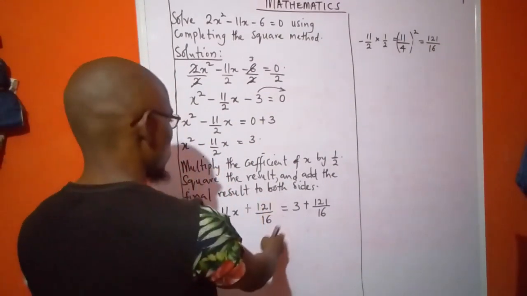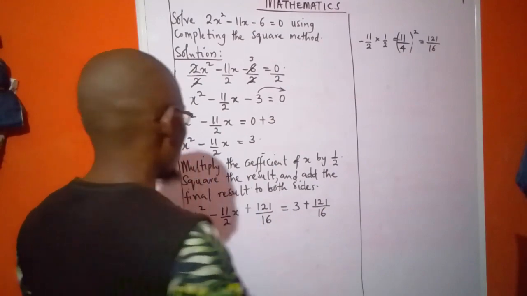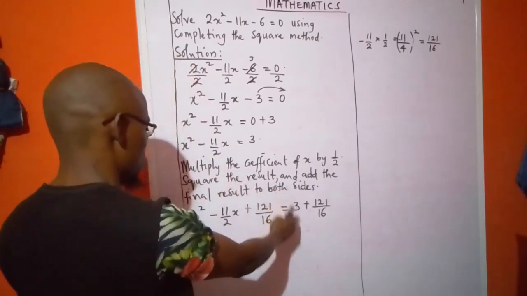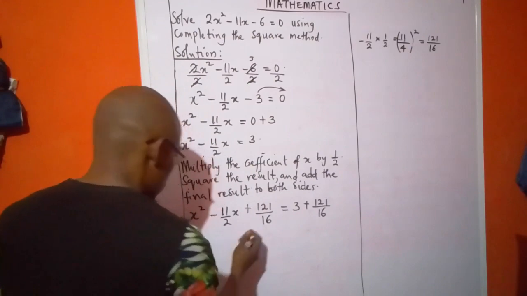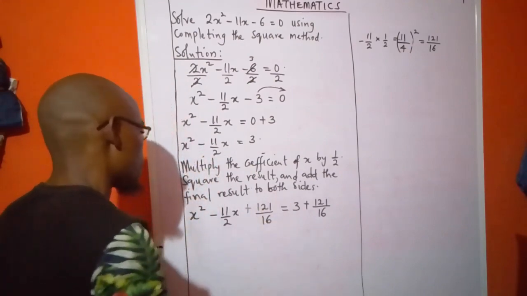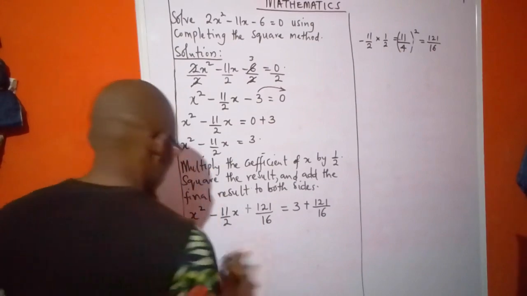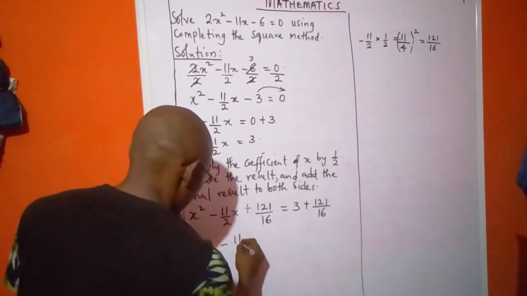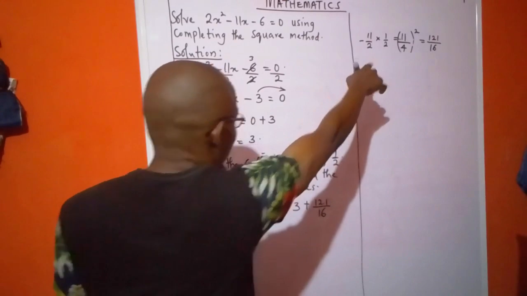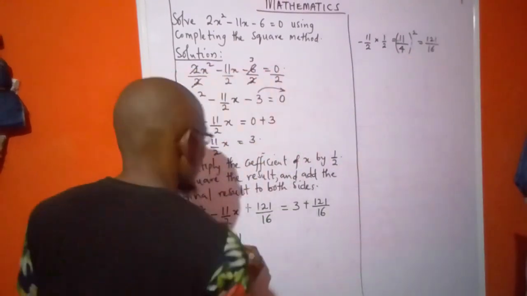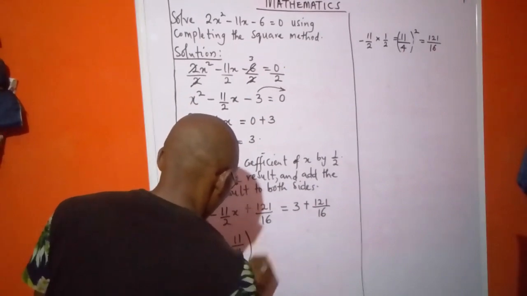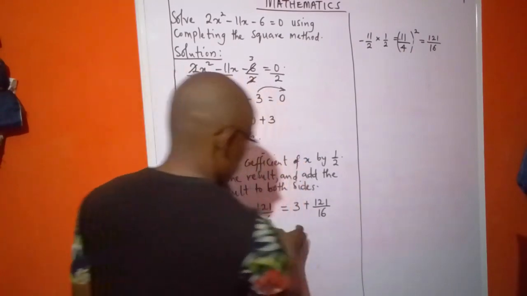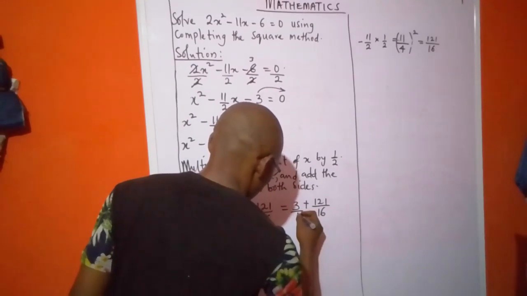All right. So since this is what we have here, if we now do what we call binomial expansion, which means we want to simplify this, and by simplifying it, we want to make use of binomial expansion, we will now be having this to be x minus 11 over 4 all squared equal to, now here let's simplify this, 3 over 1.